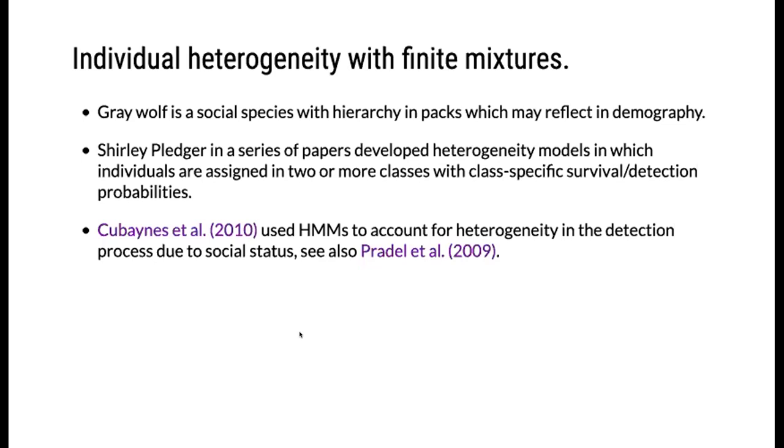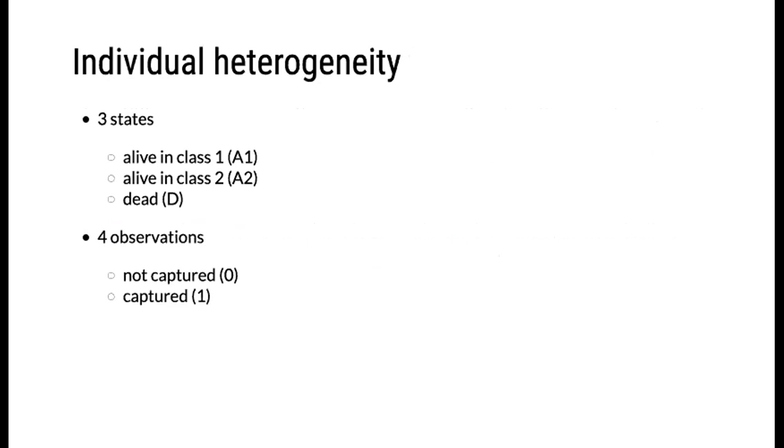Okay, so again, piece of paper and a pen, you write down the states and the observations. So the states: you may be alive in one class, let's say class one, and we're going to say it's A1. It's arbitrary. We just say there are two classes of alive individuals, and we're going to try to use the data to decipher which class each individual belongs to.